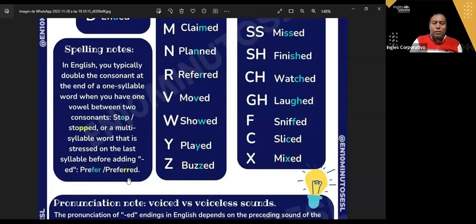Right? Consonante, vocal, consonante. Pero, ojo, hay algunas excepciones como, por ejemplo, preferred, que no le duplicamos la F. Aunque termine en consonante, vocal, consonante, no le duplicamos, ¿ok? Según la entonación, ¿se lo duplica o no se lo duplica? Prefer, preferred, right? So, as a multisyllable word that is stressed on the last syllable before adding ed. Los que son acentuados en la última sílaba, aquí en prefer, porque no decimos prefer sino prefer. Entonces, eso sí se le duplica la última. Pero hay unas que la entonación está aquí al principio, eso no se le duplica, son como excepciones.